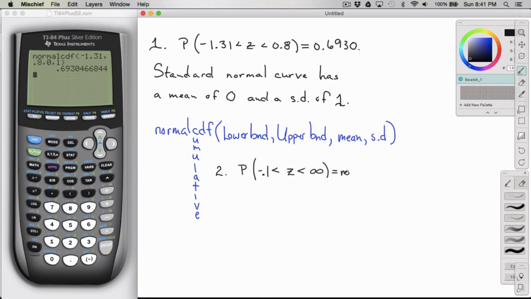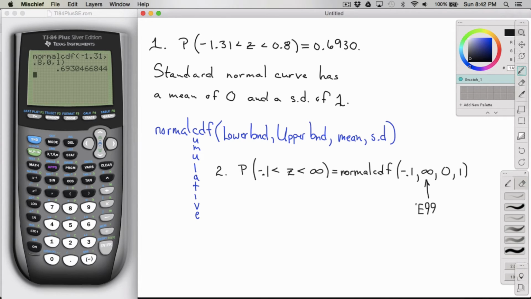You're going to type it in as normal CDF. Your left bound in this case is going to be negative 0.1. Your right bound is going to be infinity. Again, our mean is 0 because we're talking about the standard normal curve, and our standard deviation is 1. Now here's the catch. If you look closely over on the left, you'll see that we don't have a symbol for infinity. So to tell our calculator that we want to use infinity, we're going to give it the code of E99. The irony of E99 is that to get E99, you need to use this little blue EE button to simply get a single E.